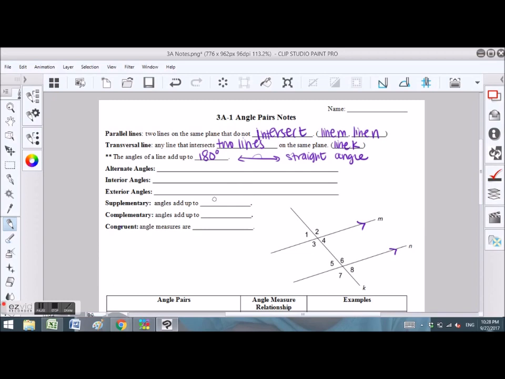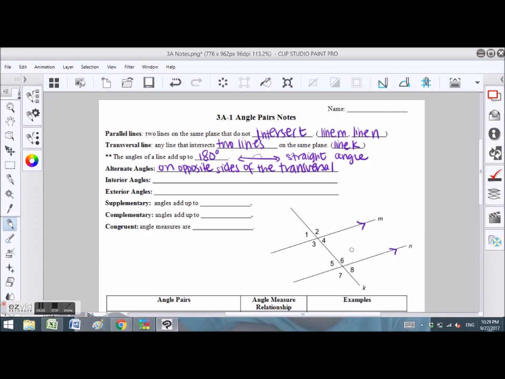Alternate angles are on opposite sides of the transversal. So where's the transversal? We said that it was line K. To be on opposite sides means that they wouldn't be on the same side of this line. So 1 and 4 would be alternate angles because 1 is on the left side of this transversal and 4 is on the right side. Or 5 and 6 are alternate angles because 5 is on the left side of the transversal and 6 is on the right side of the transversal.